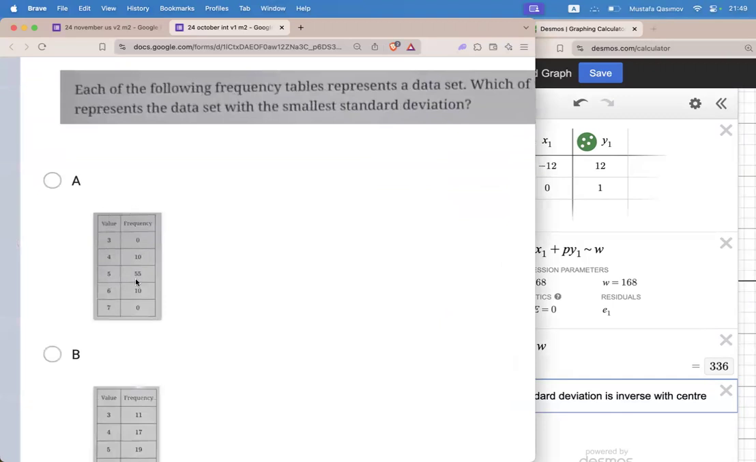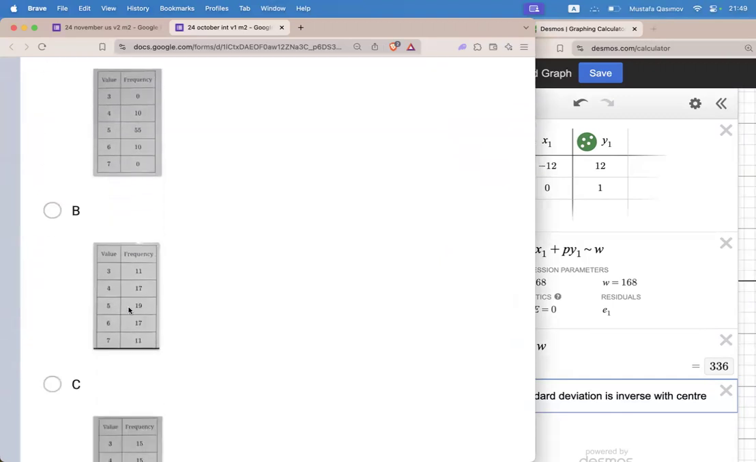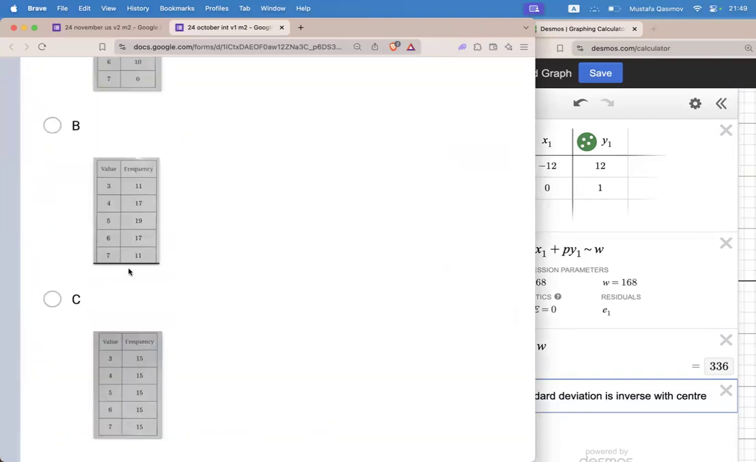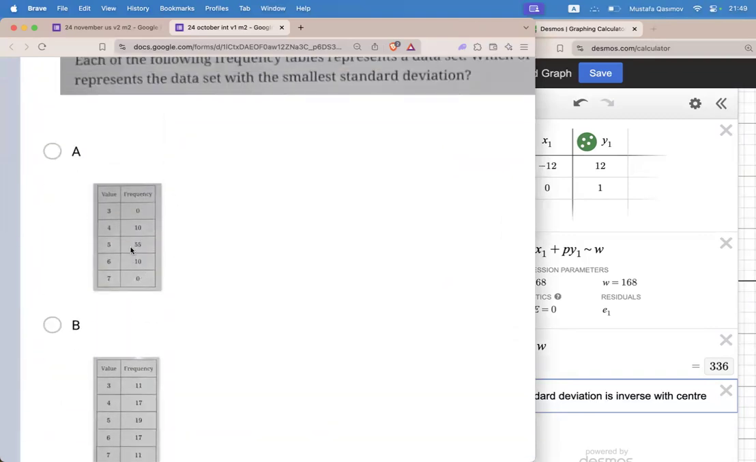Because for A, we have 55, 5. For B, it is less than A. It is also less than A, and it's also less than A. So answer is A. If you have a lot of numbers in the mərkəzdir, middle, it means that standard deviation is lower. If you have a lot of numbers as outliers, 3 and 7, yəni uzaqda, it means that standard deviation is bigger. Okay. So answer is A, shortly.